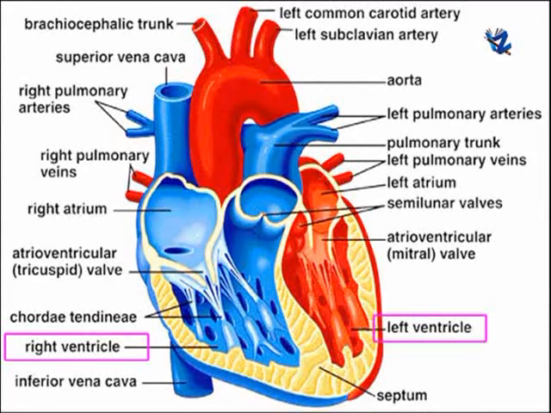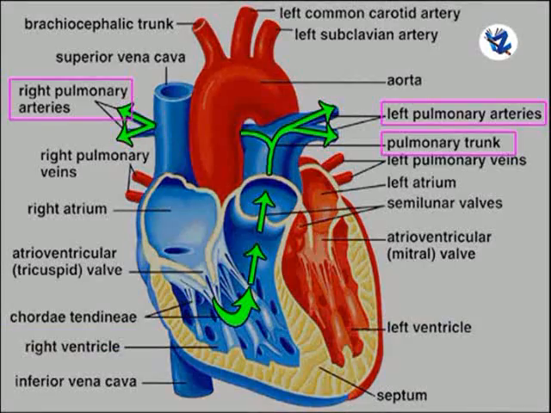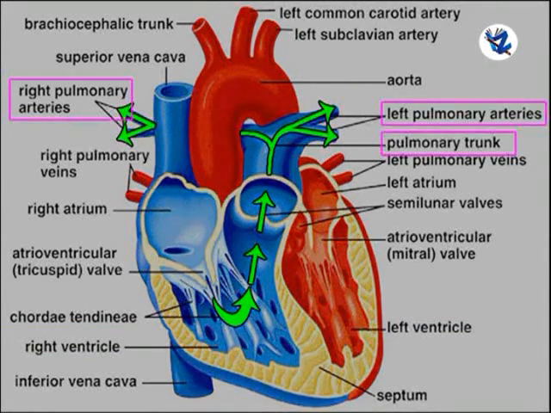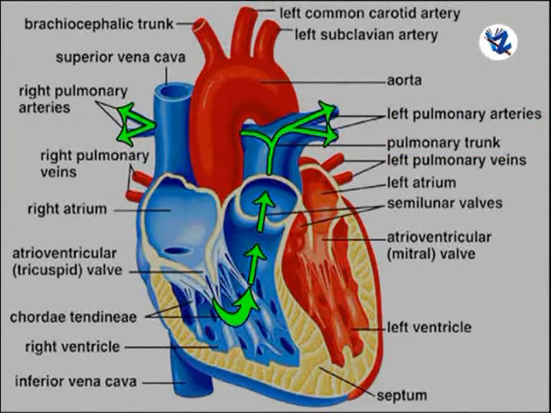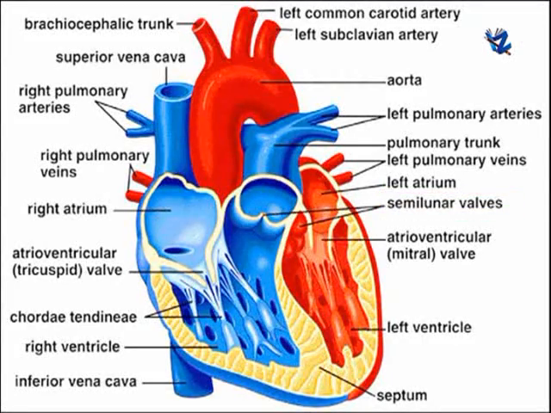The inner surface of the ventricle is thrown into a series of irregular muscular ridges called columnae carneae. The pulmonary trunk or aorta arises from the right ventricle, carrying deoxygenated blood to the lungs for oxygenation. The systemic aorta arises from the left ventricle, carrying oxygenated blood to all parts of the body. The pulmonary aorta and systemic aorta have 3 semilunar valves at the base which prevent backward flow of blood during ventricular diastole, that is relaxation.